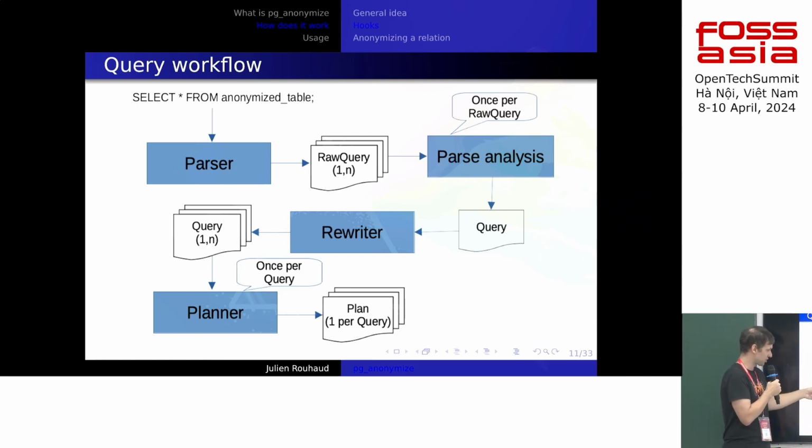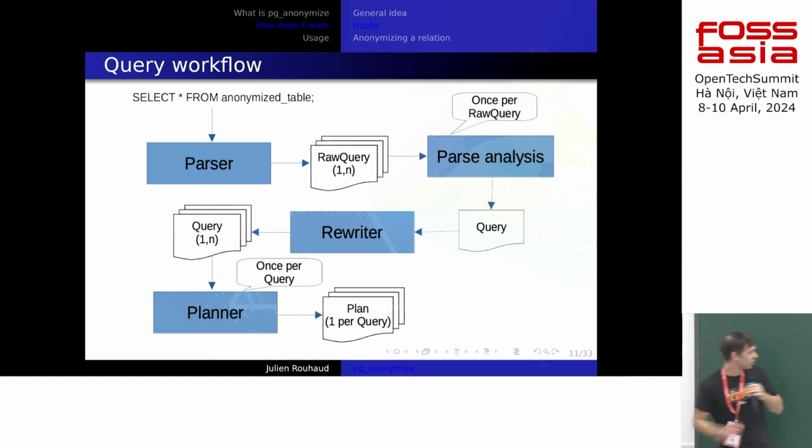And once again, out of the rewriter we get one or multiple queries, which are the same kind of object. Then each of those queries goes through the planner, and the planner gives you one plan per query. The plan is what the executor will actually execute to get your data, or whatever your query asked for.